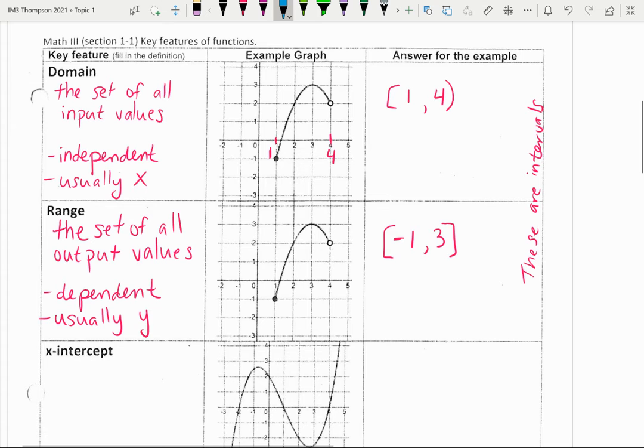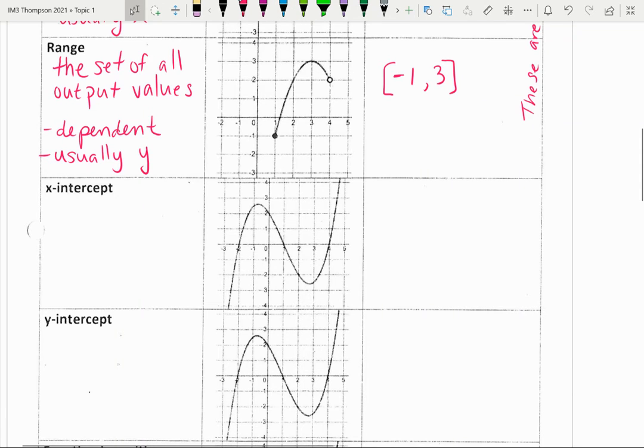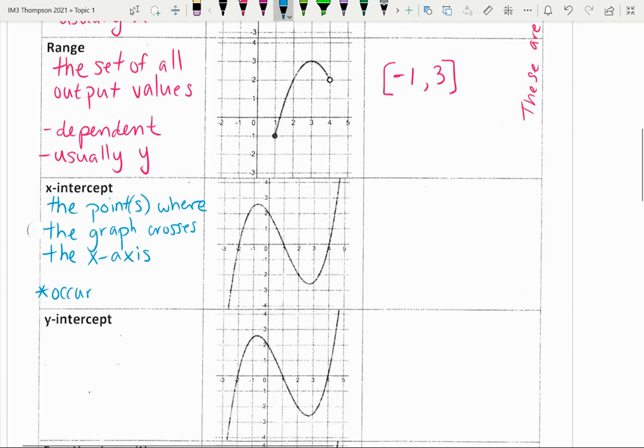Okay. Another familiar concept, x-intercepts and y-intercepts. The x-intercept is the point or points where the graph crosses the x-axis. This occurs when y is equal to 0.